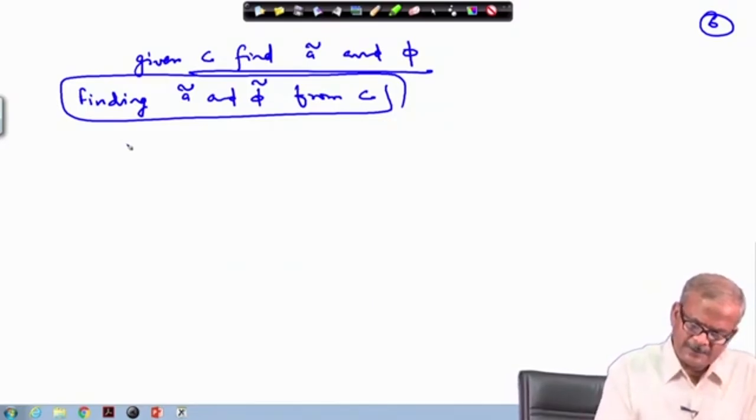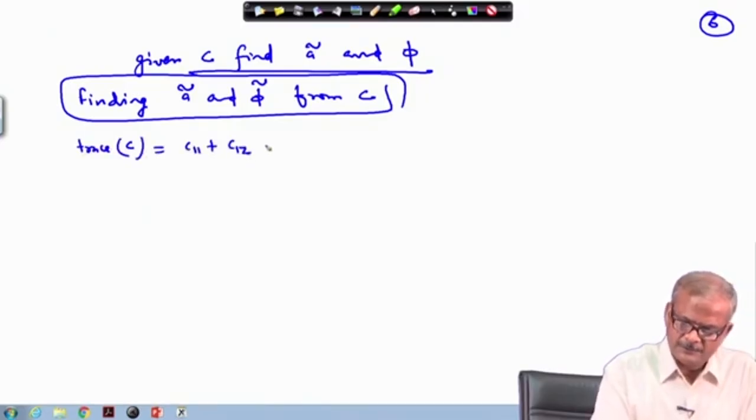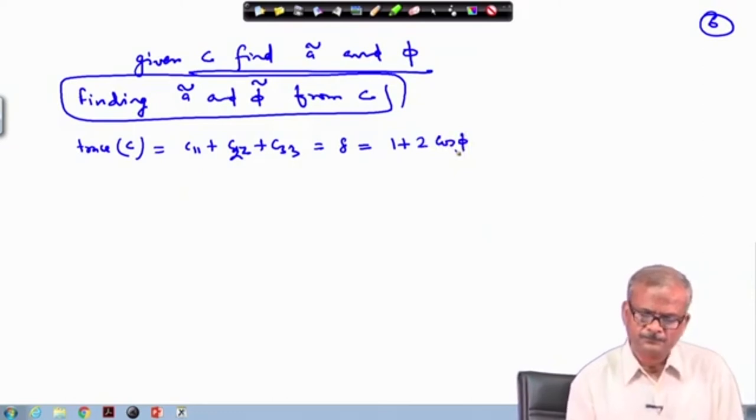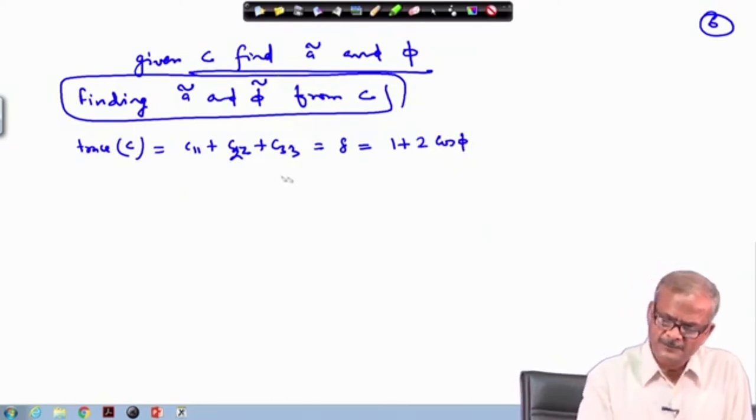So, already we have seen that if C is given, the trace of C equals C11 plus C22 plus C33, and this we can write as delta, and this quantity we have written as 1 plus 2 times cos phi. So, C is given. So, from here, if C is given, this quantity is known. Okay. So, from this place then cos phi becomes (delta minus 1) divided by 2.